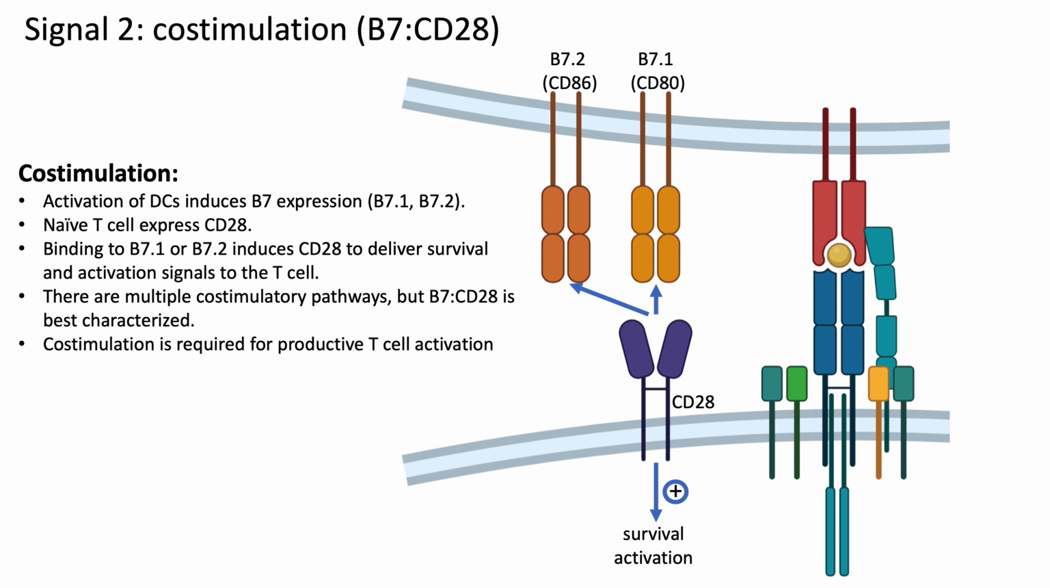And it should be noted, co-stimulation is required for productive T cell activation. If you get signal 1 in the absence of signal 2, instead of activation, you get T cell tolerance, or the T cell may even die.